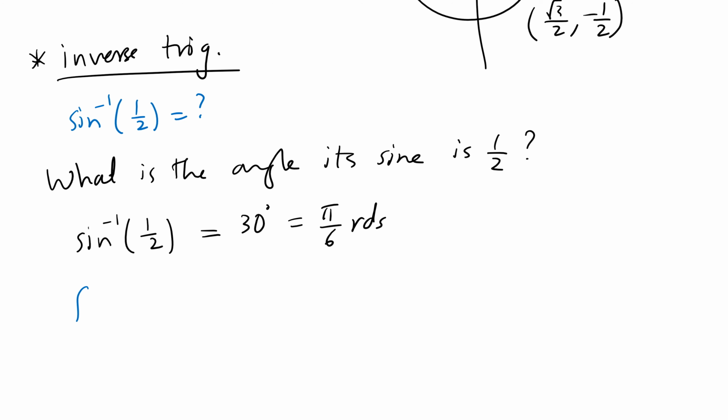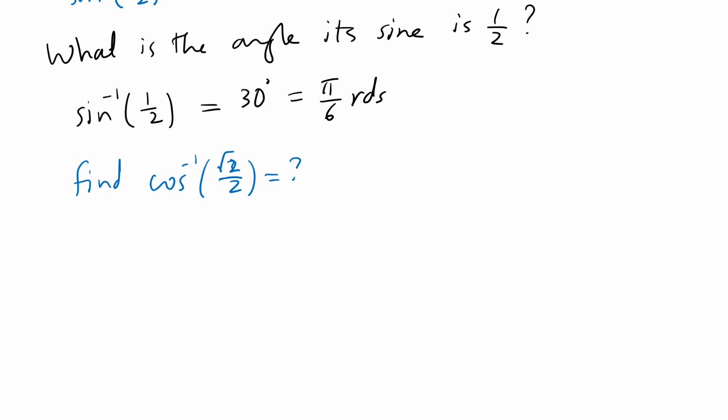And look at another one. Find cosine inverse of root 2 over 2. Which angle has this cosine? Well, that's the 45-degree angle that we just found, or pi over 4 radians. Very important to know those things.